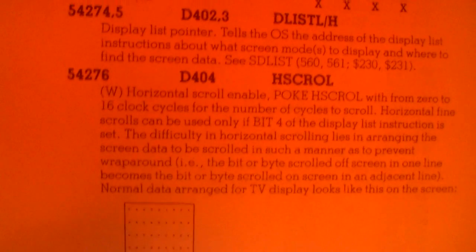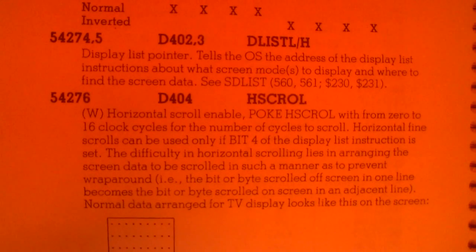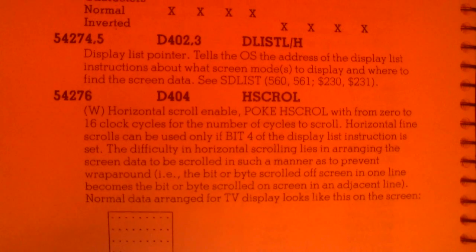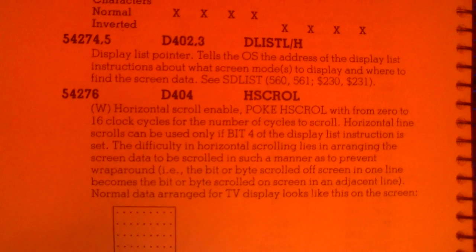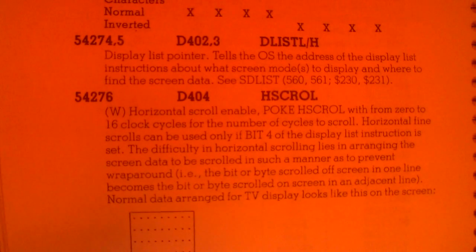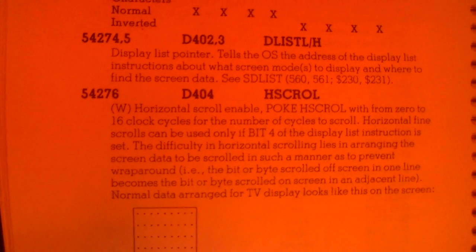So if you look here in the map in the Atari book, it'll take a second. Excuse this camera, sometimes it wants to grab stuff, sometimes it doesn't. Come on, camera. I believe in you. There you go. It says horizontal scroll enable. Poke HSCROL with from 0 to 16 color clocks for the number of cycles to scroll. Now a color clock in a computer basically tells how much information you're going to be able to scroll through, like the text you see on the screen. Horizontal line scrolls can only be used at bit 4.